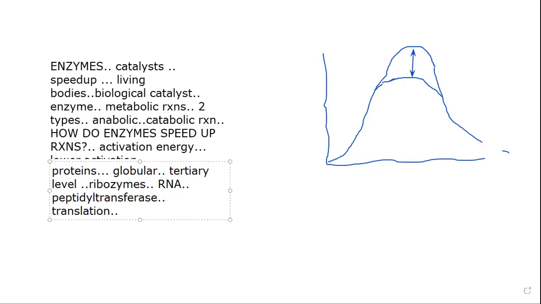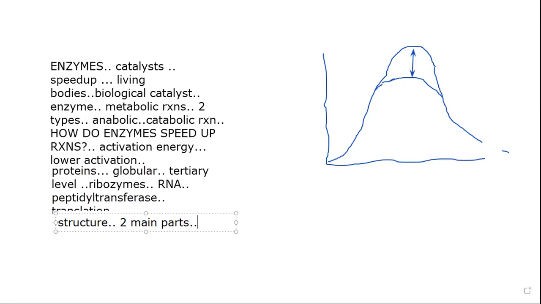Now, let us come to some of the characteristics of enzymes. First of all, when we look at the structure of the enzyme, it is made up of two main parts: the body and the active site. The active site is that area where the reactants are going to combine. The active site is divided into two parts, the catalytic site and the binding site.